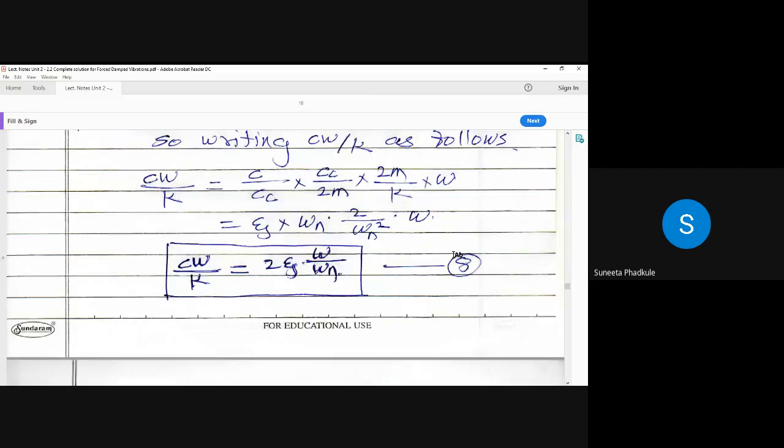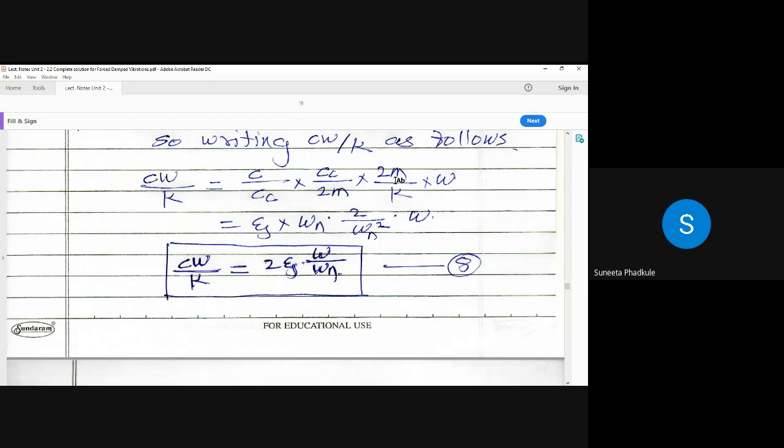Okay, so what does C upon Cc give us? Zeta. You know, it is the ratio of damping coefficient to critical damping coefficient, so zeta is equal to C upon Cc. What is Cc upon 2M? If you remember in the first unit, we learned the definition of Cc: Cc is equal to 2M omega n. Therefore, Cc upon 2M is omega n. What is 2M by K? Take this M below, that is K upon M, which is omega n square.